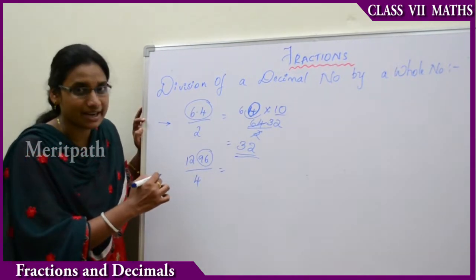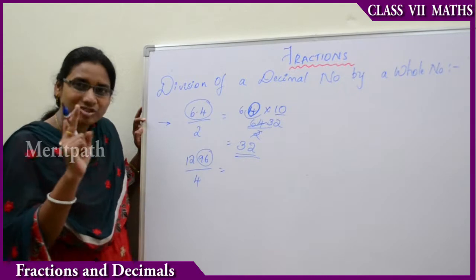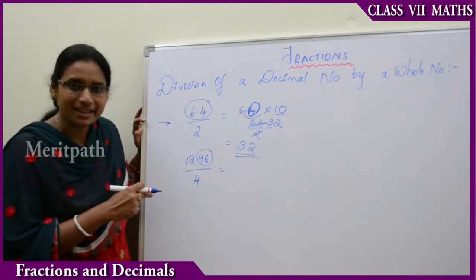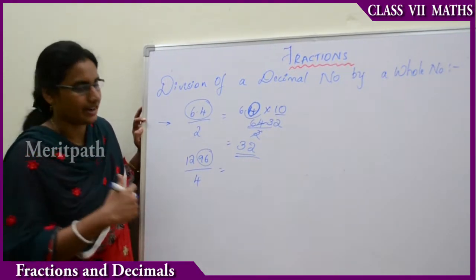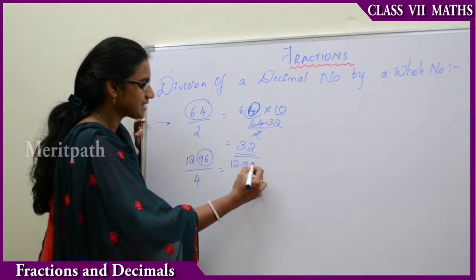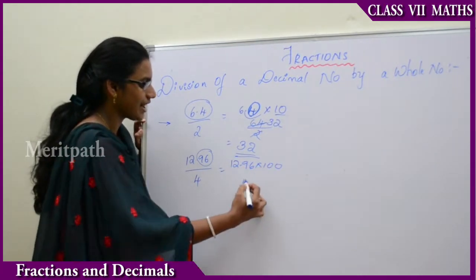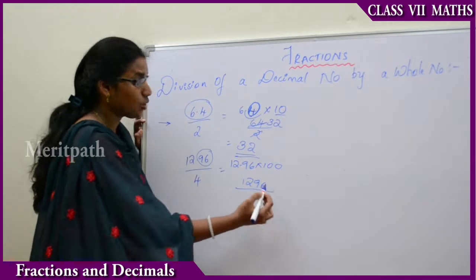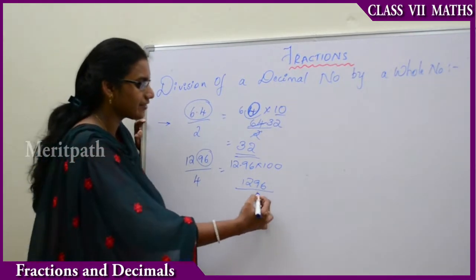If you observe that, after the point we have 2 places. So we have to multiply this decimal number with 100. So 12.96 into 100 will give us 1296. This is a whole number. So we will be dividing it by 4.